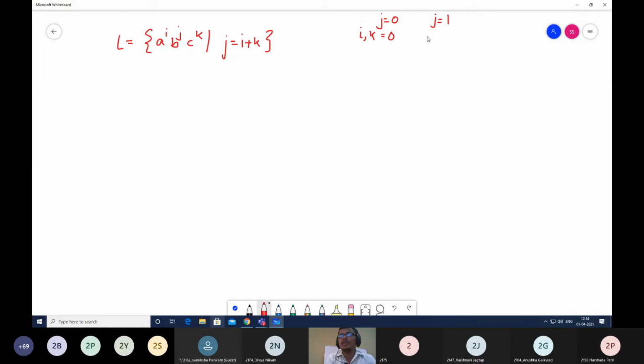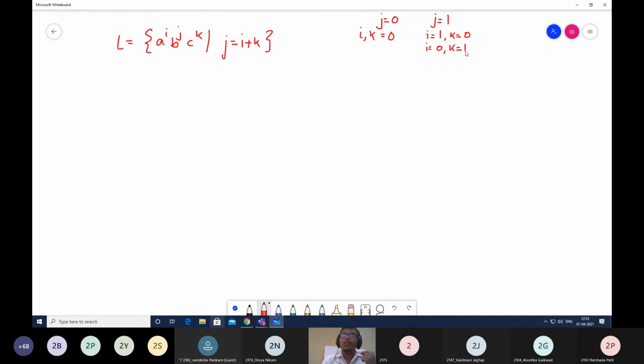Now consider the value of j is 1. Now when the value of j is 1, either i will be 1 and k will be 0, or i is 0 and k is 1. Are you getting this? Yes, students? Yes, sir. So to make j as 1, either i will be 1 and k will be 0, or i will be 0 and k will be 1. These are the only two possibilities to make the value of j as 1. Are you getting it?